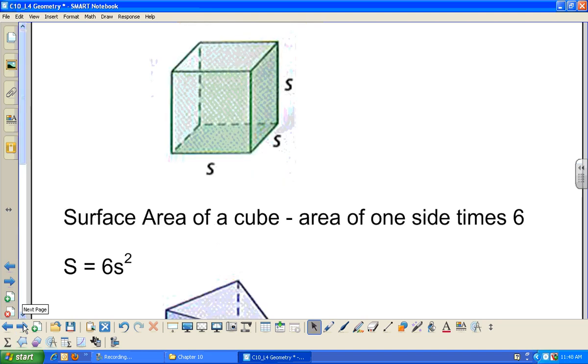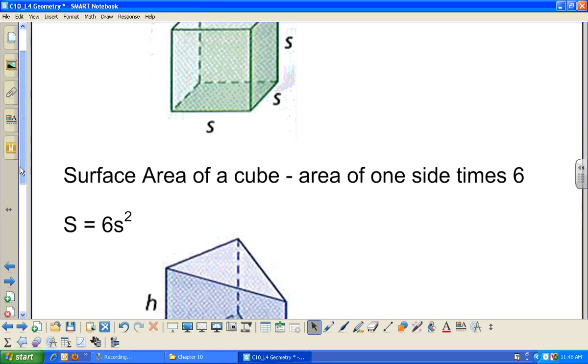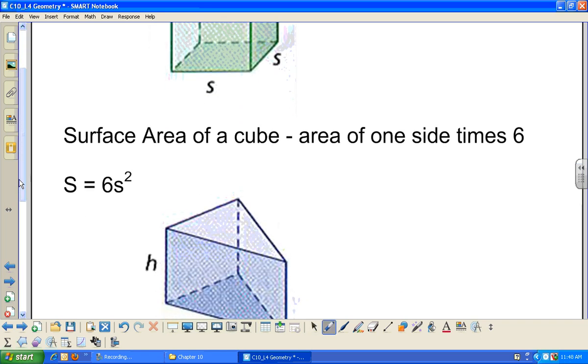The surface area of a cube, however, is the area of one side times 6. So make sure you write down this formula. So s squared is the area of one side face of a cube, multiplied by 6.